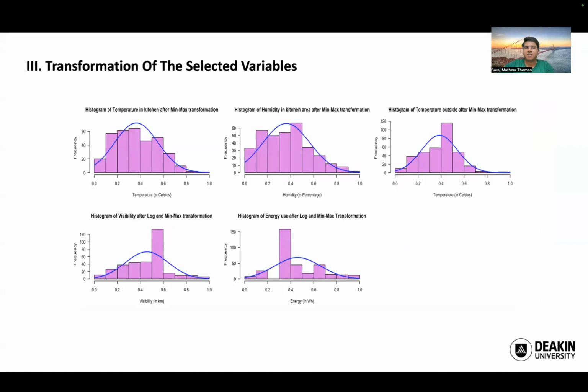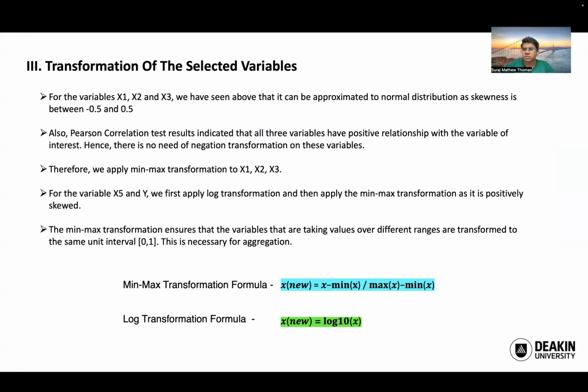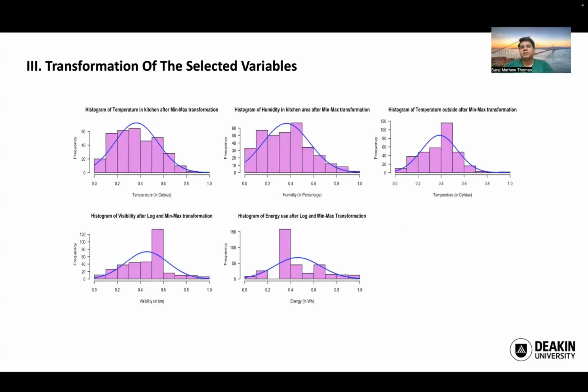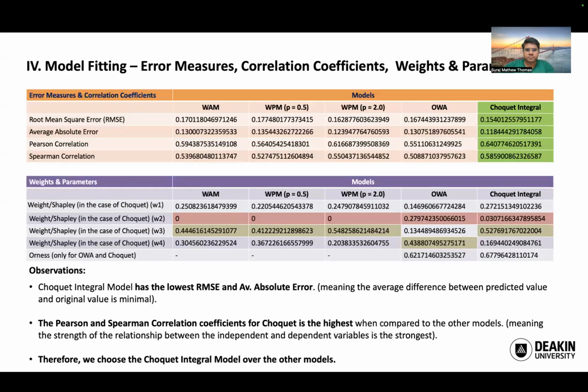Now, after applying log transformation for those 2 variables and min-max transformation for the selected and the target variable, you can see everything has come to a normal distribution. If you check for skewness here, there will be almost no skewness, very mild skewness, but you have transformed the variable to a normal distribution.